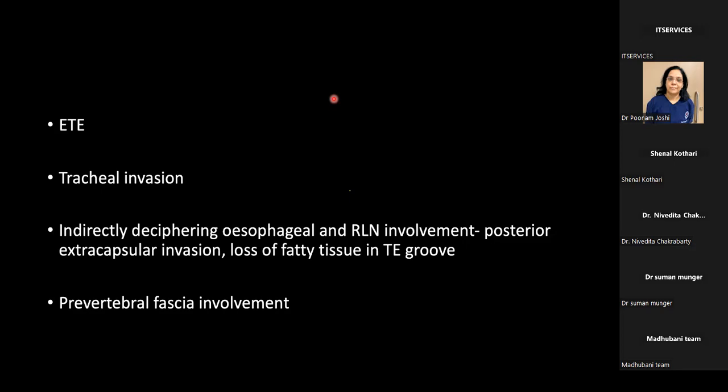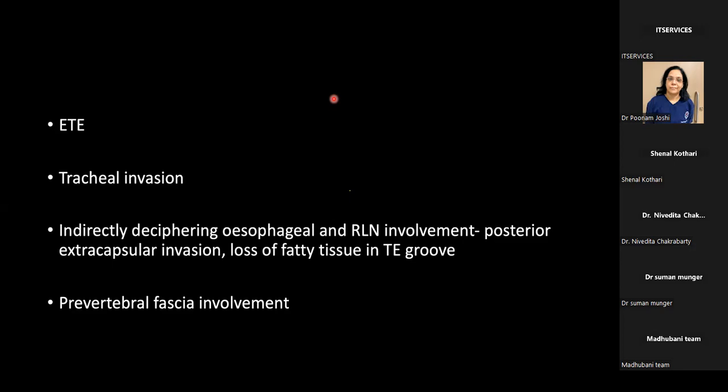Now, you cannot directly see recurrent laryngeal nerve involvement on CT. That's a tiny structure. But you can guess that indirectly if there's a posterior extracapsular invasion, if there's a loss of fatty tissue in the tracheoesophageal groove, and of course, there is hoarseness of voice, then you can gauge that there is a recurrent laryngeal nerve involvement.